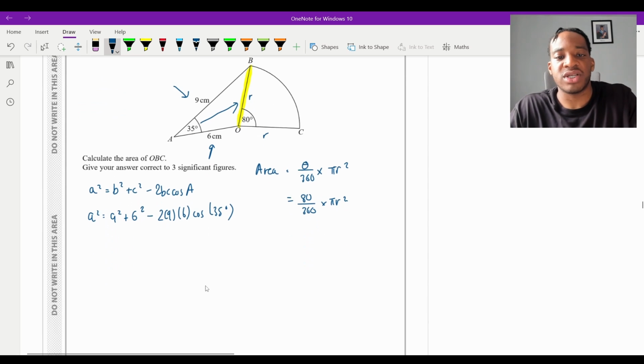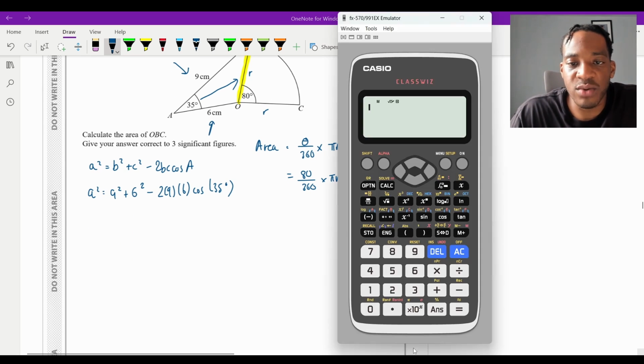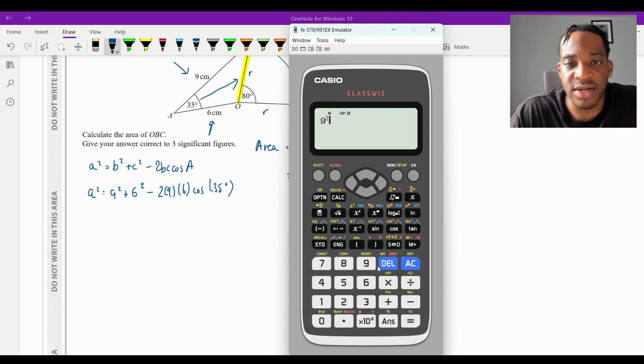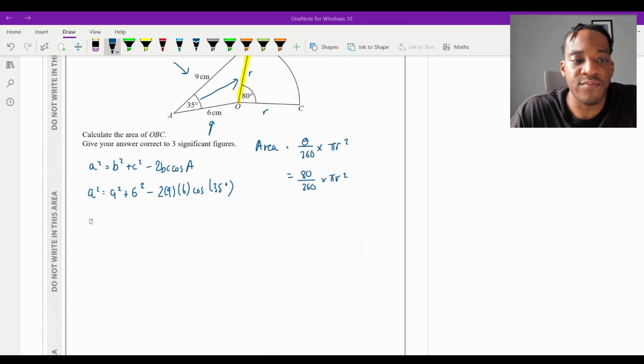So all I'm going to do now is just put this into my calculator, see what it gives me. So putting this in is just going to be 9 squared plus 6 squared minus 2 lots of 9 and 6, times cosine of 35, which is equal to 28.531 and so on. And then to get a, I need to square root. It's going to be the square root of that.